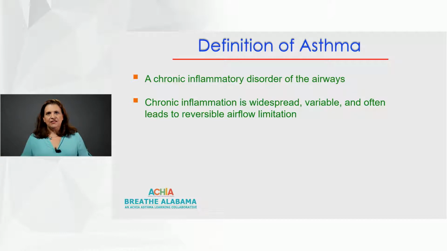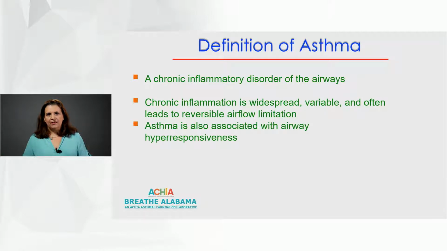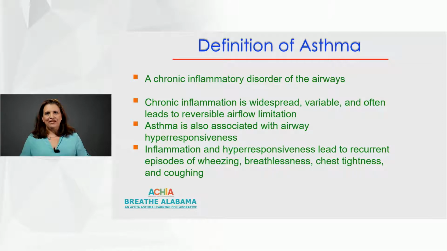Chronic inflammation is widespread and variable in asthma and often leads to reversible airflow limitation. Asthma is also associated with airway hyperresponsiveness. The inflammation and hyperresponsiveness seen in asthma lead to recurrent episodes of wheezing, breathlessness, chest tightness, and coughing.